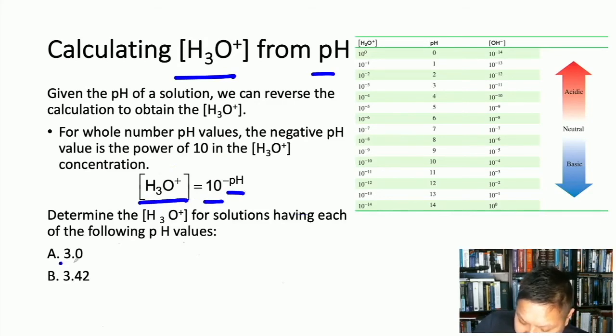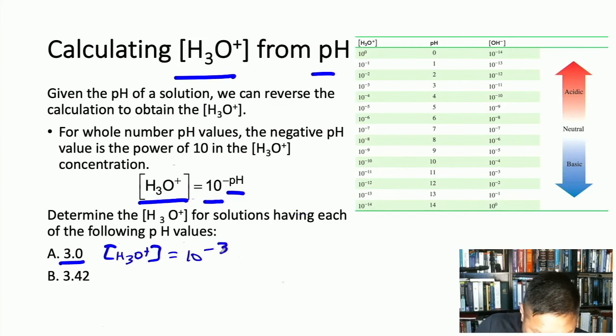So we have a pH of 3. We'll start out by saying H3O+, hydronium ion, equals 10 to the negative pH, 3. Well, this is really simple because when you put that into a calculator, it actually equals 1 times 10 to the negative 3 molar. And that's your concentration of hydronium ions when the pH is 3.